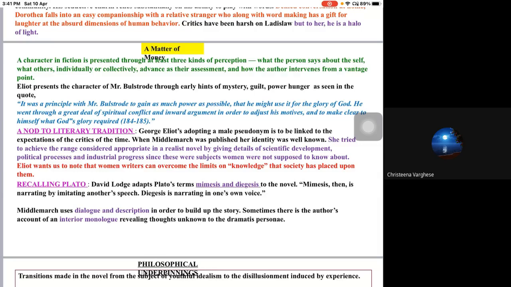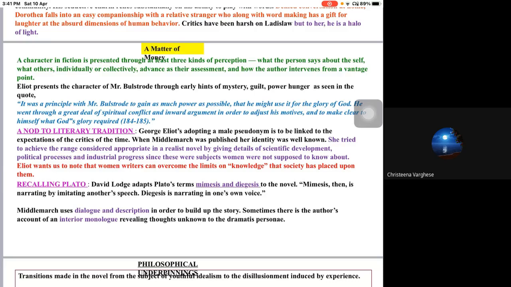Then a nod to literary tradition. George Eliot's adopting a male pseudonym to be linked to the expectations of the critics of the time. When Middlemarch was published, her identity was well known. She tried to achieve the range considered appropriate in a realist novel by giving details of scientific development, political processes, and industrial progress, since these were subjects women were not supposed to know about. Okay, so we know that she wrote under the pseudonym George Eliot, but by the time this book came out, her real name and identity were already known.